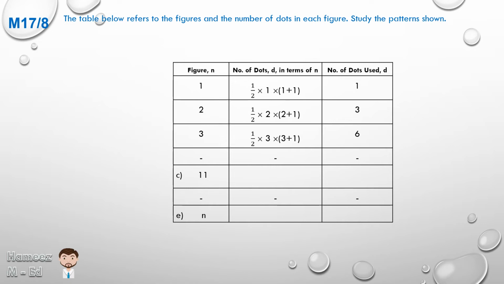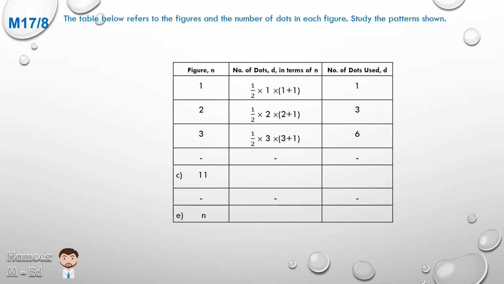So if we look at the first row, figure 1, we see the pattern is a half times 1 times brackets 1 plus 1. So let's work it out. 1 plus 1 is 2. 1 2s are 2. Half of 2 is 1. So the number of dots used in the first diagram is 1. And if you check back in part A, our first diagram, it had 1 dot.